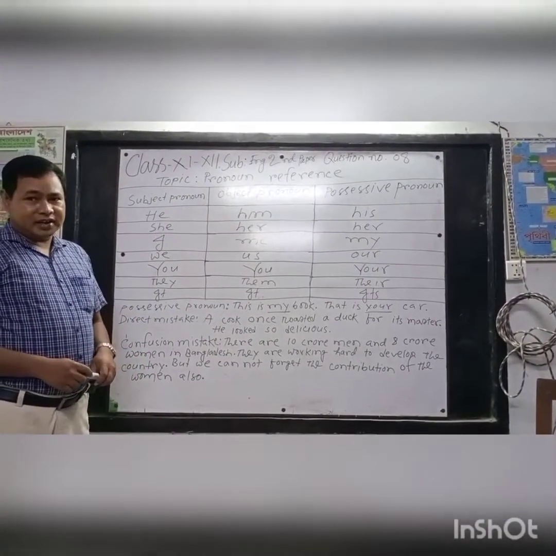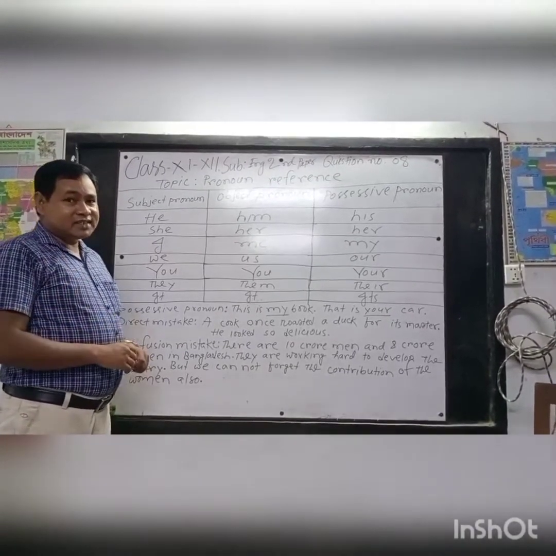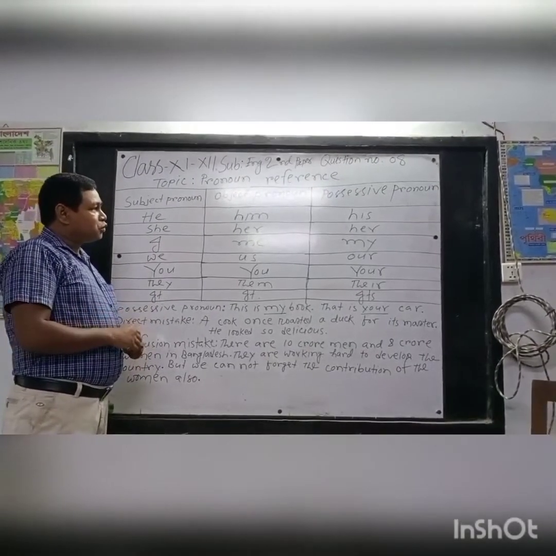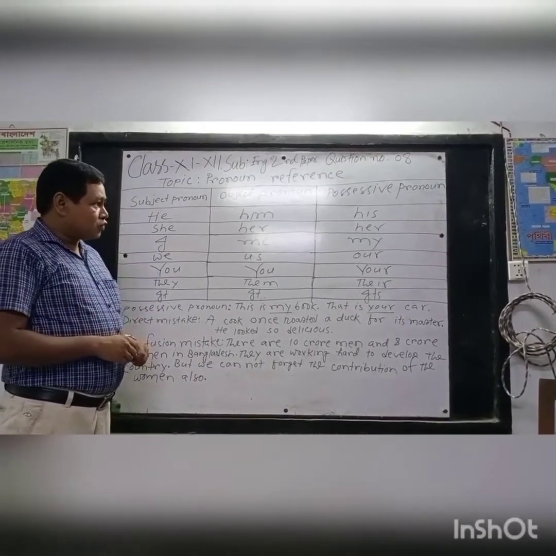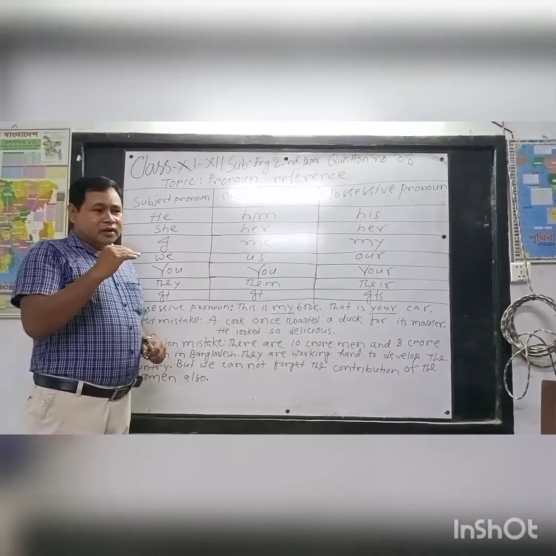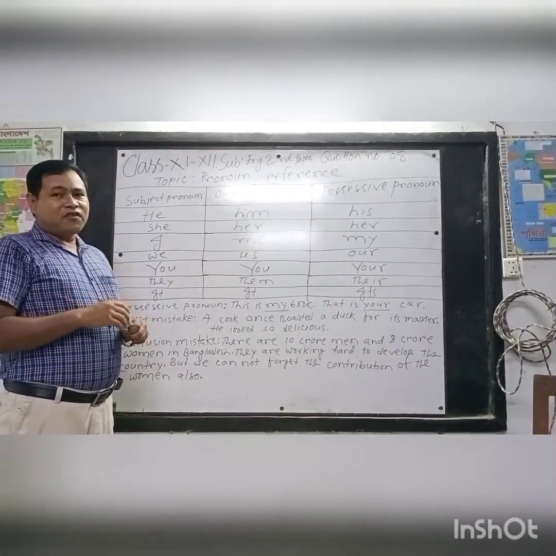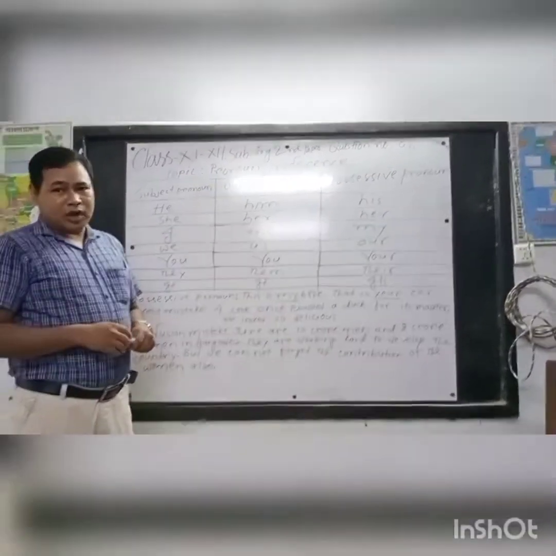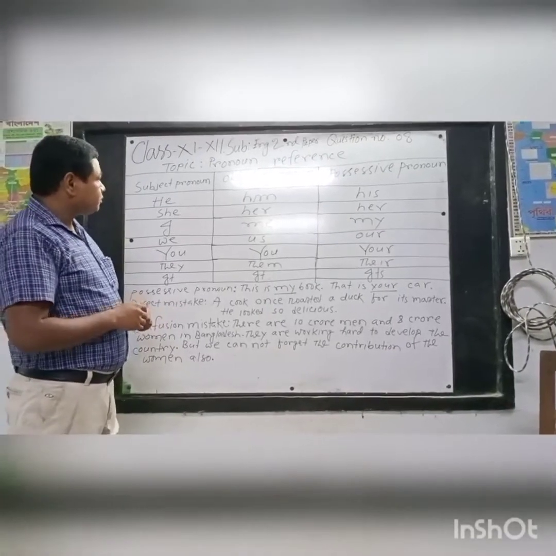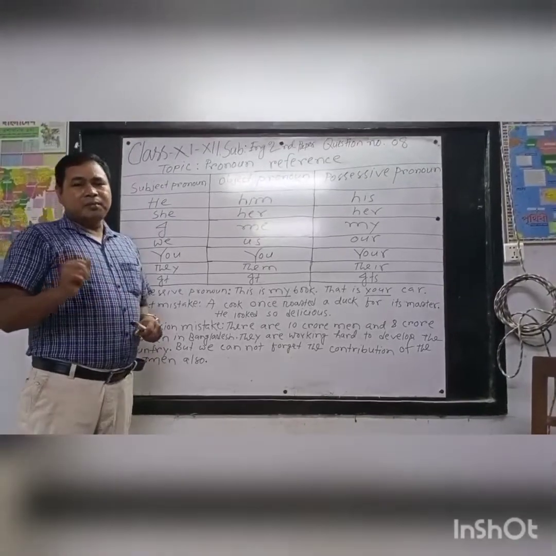In question number 8, in this topic, there will be a short passage. In this passage, there will be 5 to 8 incorrect pronouns. You will have to go through the passage. After reading the passage very carefully, you will find out the incorrect pronouns, then you will make them correct. In this topic, there are 5 marks.